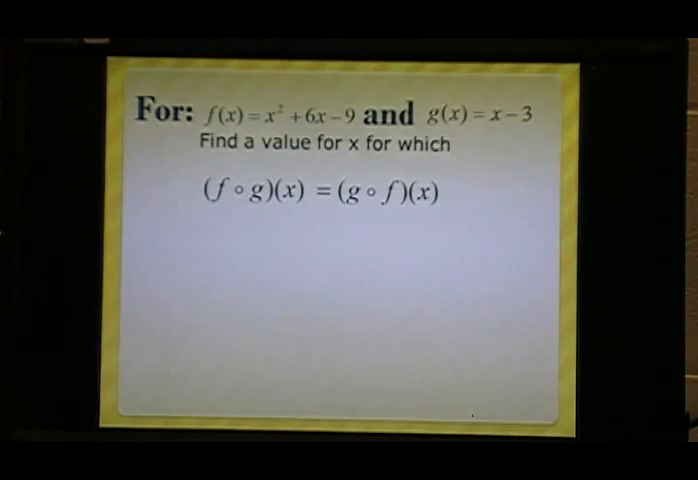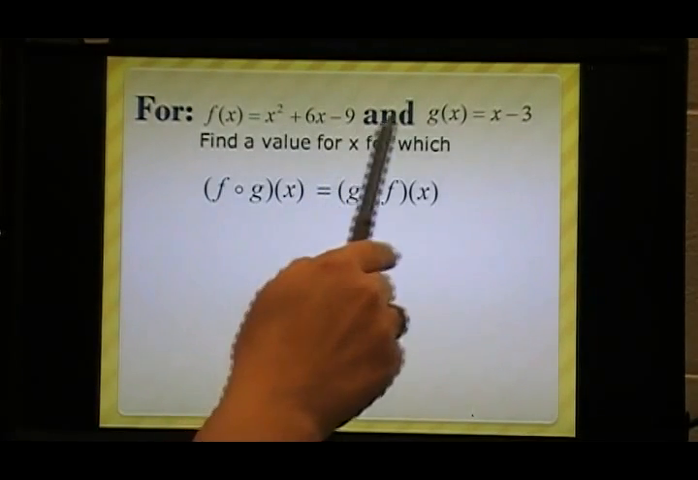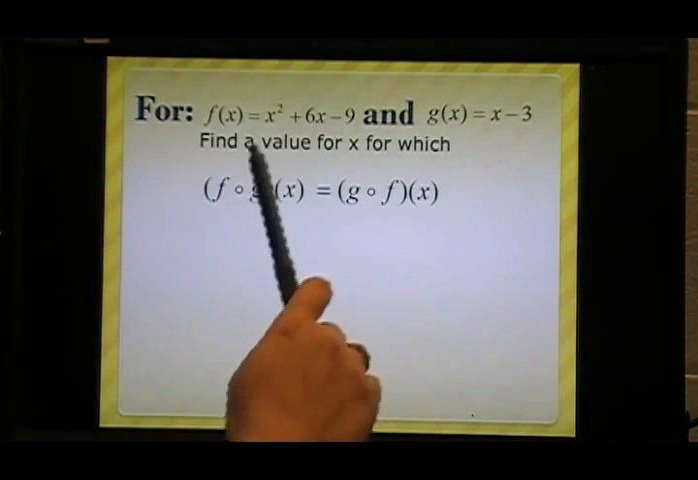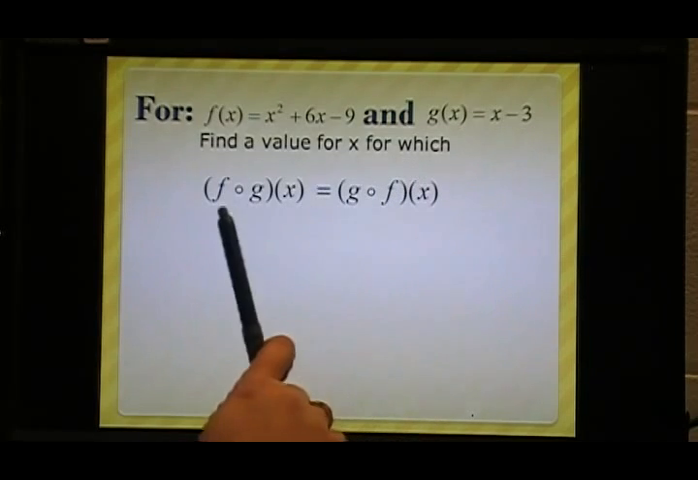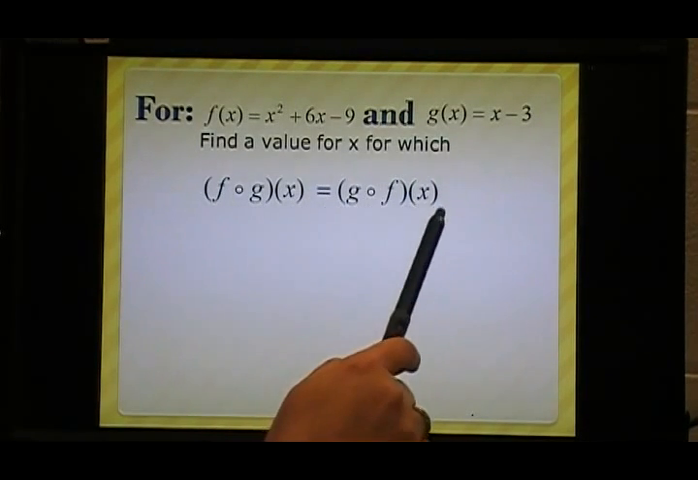Okay, what have we got? One more. So for f of x equals x squared plus 6x minus 9 and g of x equals x minus 3, we want to find a value for x for which f of g of x is equal to g of f of x.